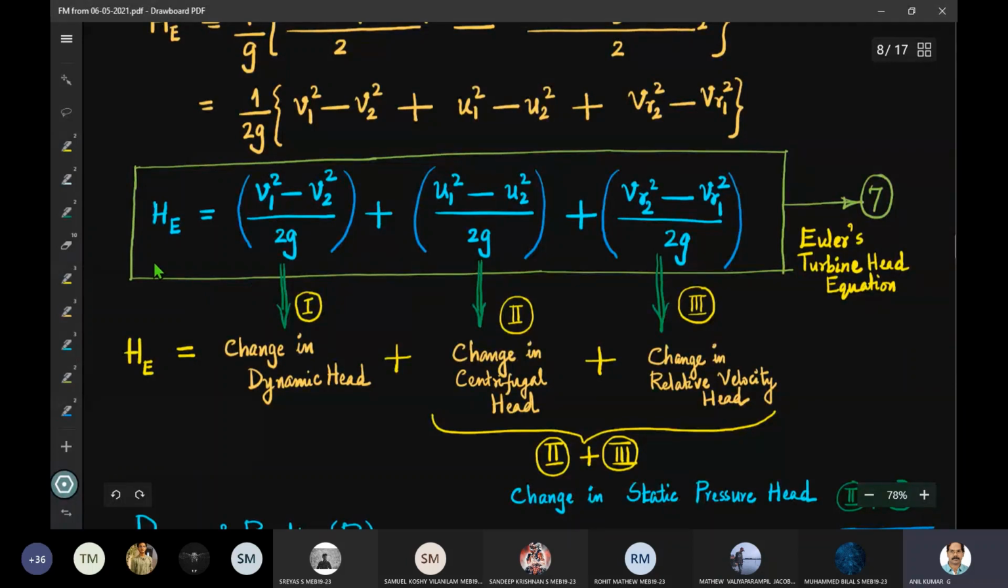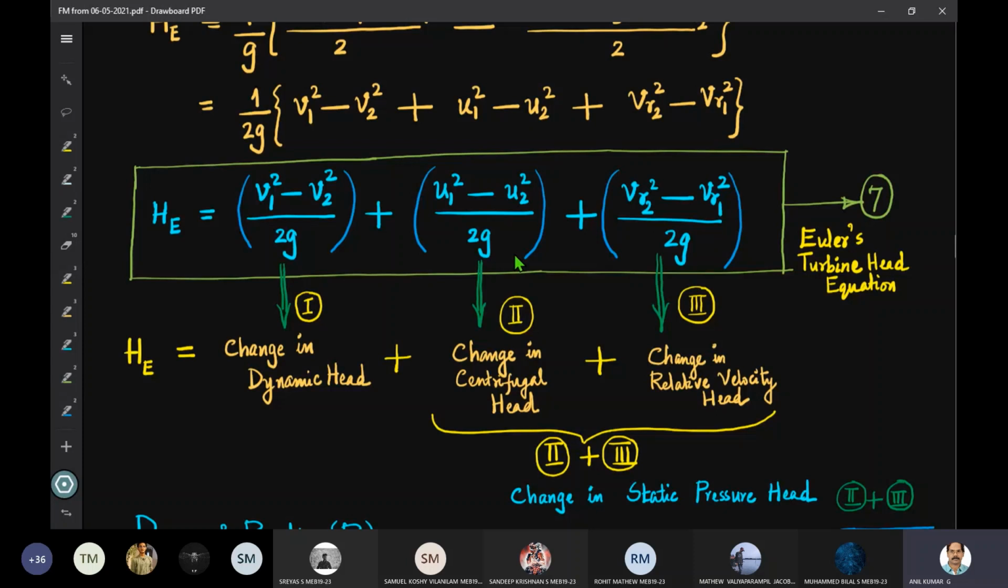The terms will remain the same, but the Euler's head in the case of power consuming turbo machineries will be HE is equal to (V2 square minus V1 square) by 2g plus (U2 square minus U1 square) by 2g plus (VR1 square minus VR2 square) by 2g. Only in the third term the order is from 1 to 2, and in the first two terms the order will be from 2 to 1 in the case of power consuming turbo machinery such as pumps, compressors, fans, or blowers. So this is an extremely important equation because it is applicable for all turbo machineries.